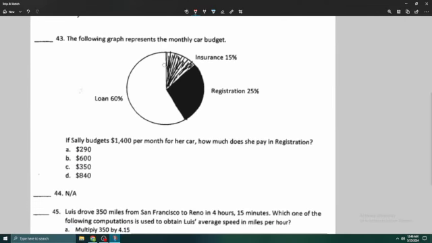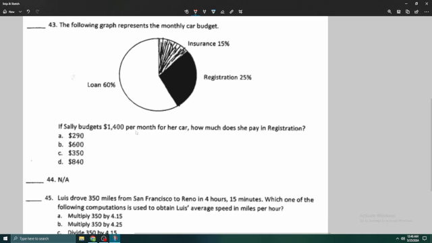The following graph represents the monthly car budget. If Sally budgets $1,400 per month for her car, how much does she pay in registration? Okay, so 25% is a quarter, right? 25% is 1/4. So 1/4 of that 1,400 is really just 1,400 divided by 4. I don't know if you're allowed to use a calculator on these. That's 700 divided by 2, which is 350. C. She pays $350 in registration.